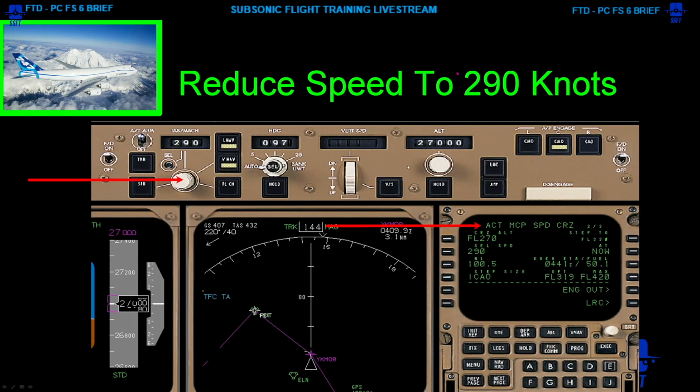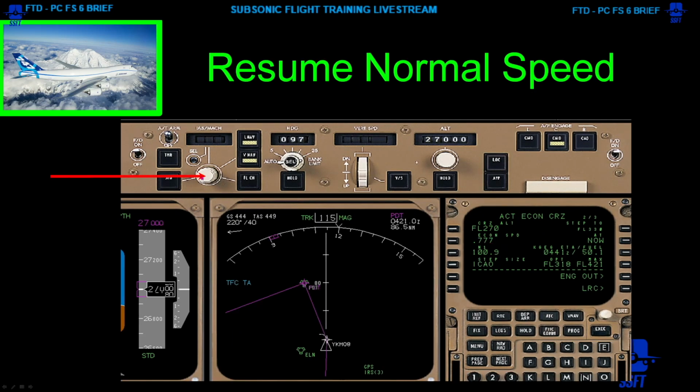And of course, this is the way we did it last time. We opened the window, we brought the speed back, and then the title of the page changed to active MCP speed cruise. And remember, we said the page will tell you what you're controlling to. Right now the window's open, so we're controlling to the mode control panel. We're still in VNAV, but we're controlling the speed, not the computer. To resume normal speed, we just push the selector, it blanks, goes back to active econ cruise, and the speed will go back to the econ cruise speed. We're not going to do it that way. We're going to do it the CDU way because we did it this way last time.